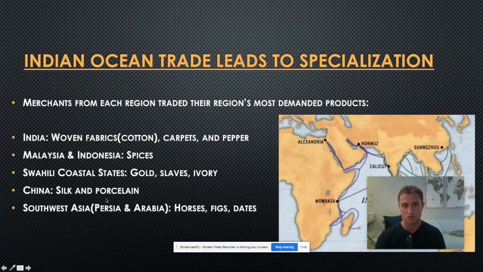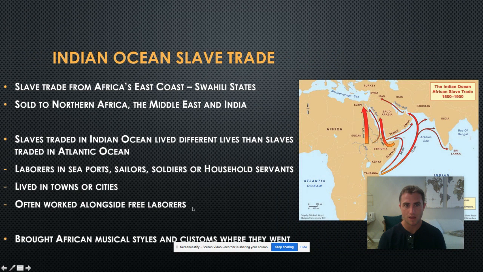China has always been silk and porcelain. And then the Middle East, horses, figs, and dates, but especially horses. The Indian Ocean slave trade, another really important one for us to remember, guys, because we should be able to juxtapose, to compare Indian Ocean slave trade with Atlantic Ocean slave trade. Of course, we don't have Atlantic Ocean slave trade yet because we don't have Columbus. That will be between 1450 and 1750, our next time period. Right now, it's all about Indian Ocean slave trade.